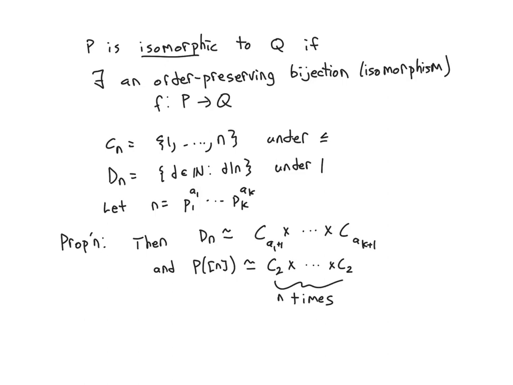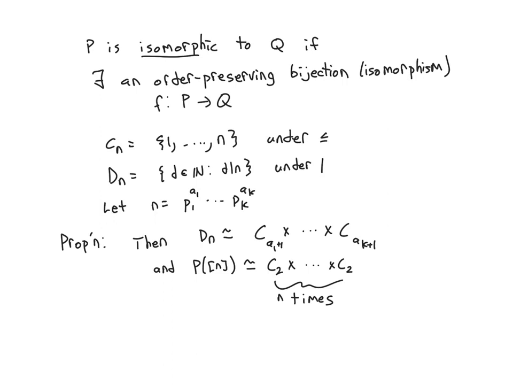Finally, what does it mean for a poset to be isomorphic to another one? We say two partial orders are isomorphic if you can find an order-preserving function between them that's a bijection, so one-to-one and onto. And so two of our favorite posets are the n chain and the divisors poset under the divisibility relation.